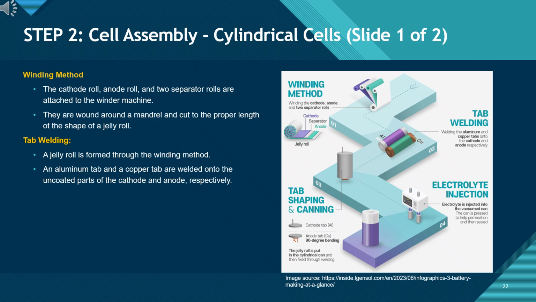An aluminum tab is welded to the uncoated cathode edge and a copper tab to the uncoated anode edge. These tabs will later connect the jelly roll electrically to the can and to the external terminals, completing the basic internal structure of a cylindrical cell.